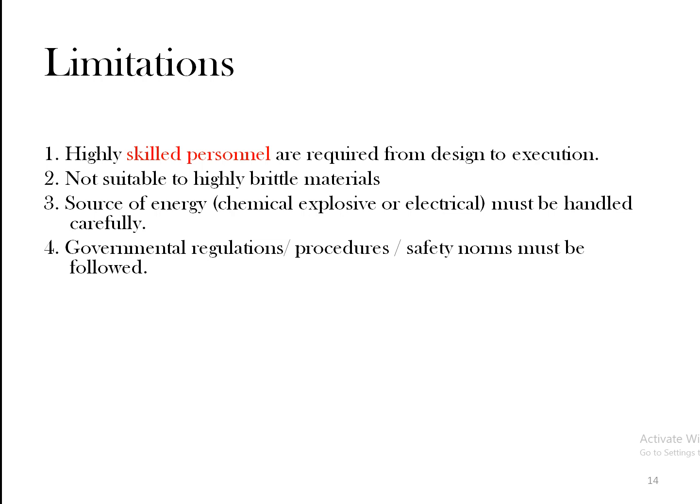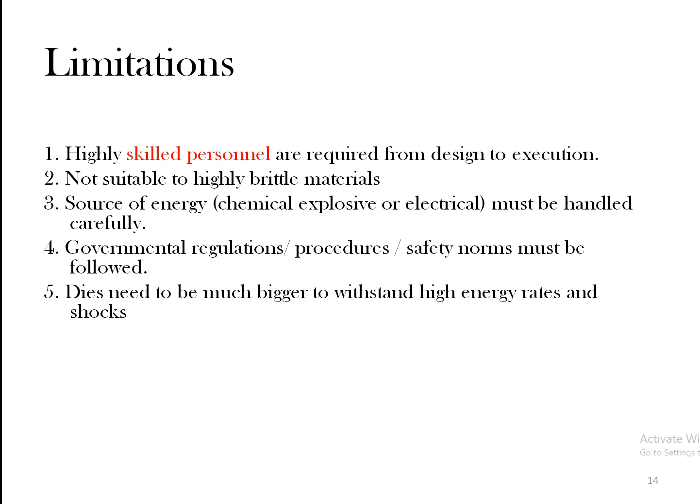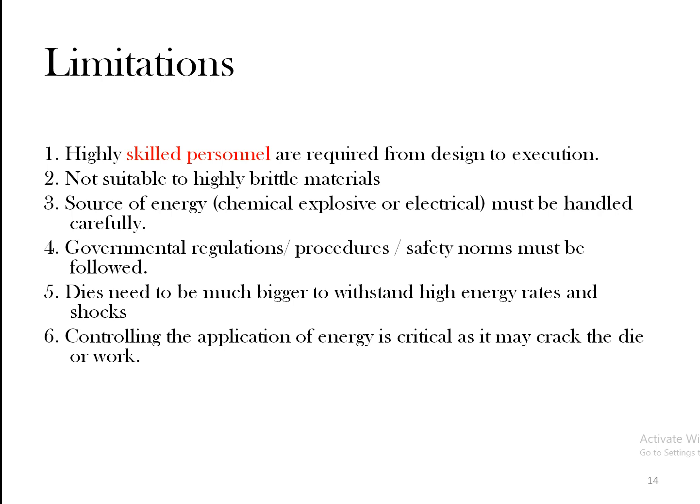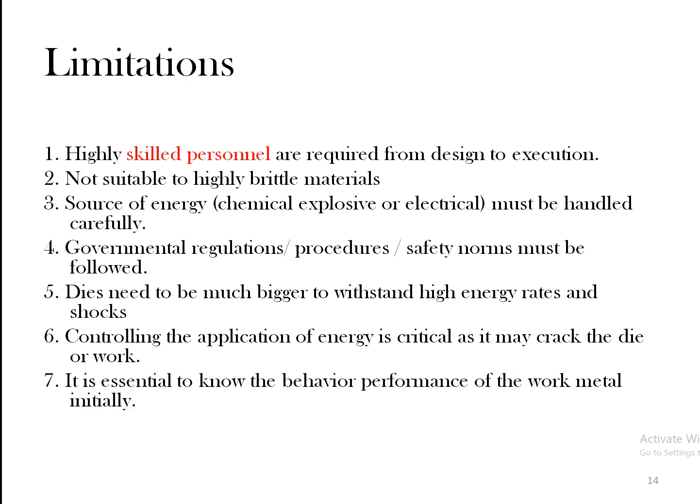You'll get an idea of all these things once you learn the different processes. Regarding the source of energy, normally explosive type high velocity forming is used, and the source of energy must be handled carefully because it is explosive. Government regulations and safety norms should be followed, and dies need to be much bigger to withstand high energy rates and shocks. Controlling the application of energy is critical, as the material may crack. It is essential to know the behavior and performance of the work metal initially.